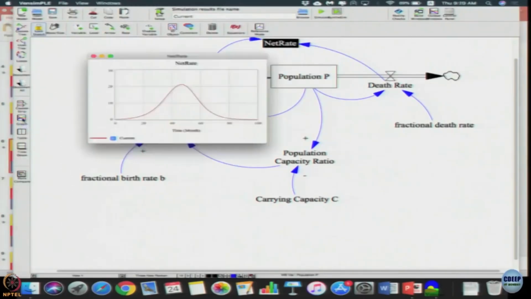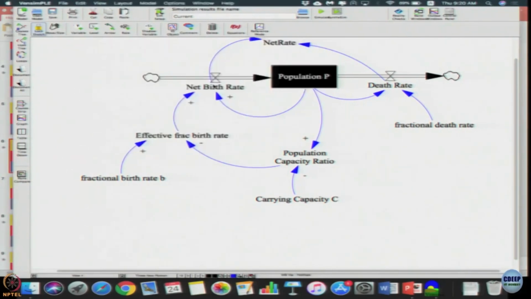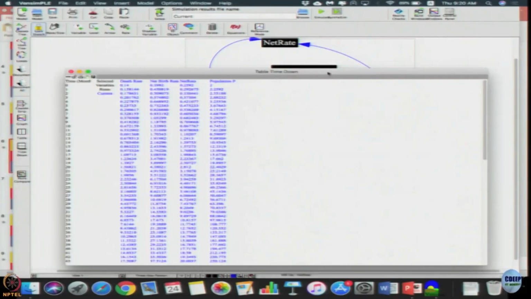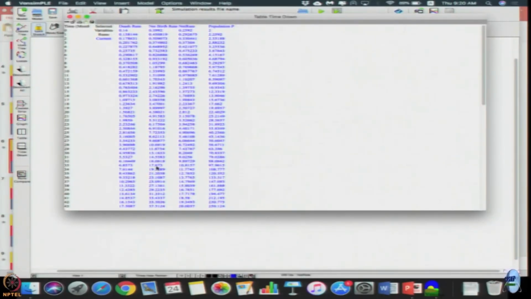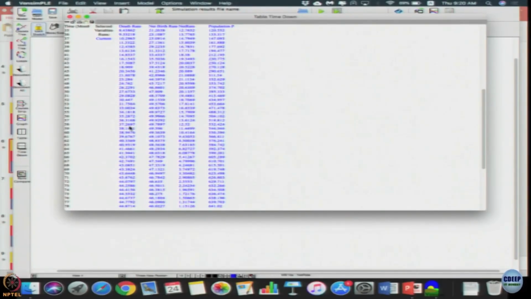Now if we plot net rate, you will find that the net rate will fall to 0, as you see here, and the value of net rate. So to visualize all the values, select all 4, click the tables, you get a table of values, keep scrolling. The net rate here peaks at about around time 50. Where is net rate here? Around the same value of 49.99. It's around time 56. Quite close to when the population value P is near 500.